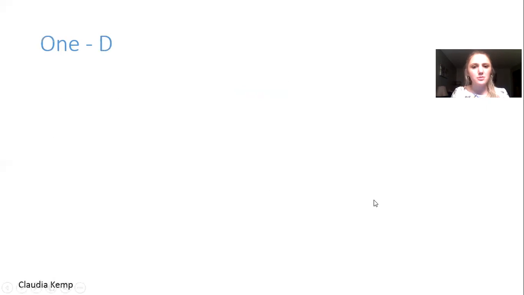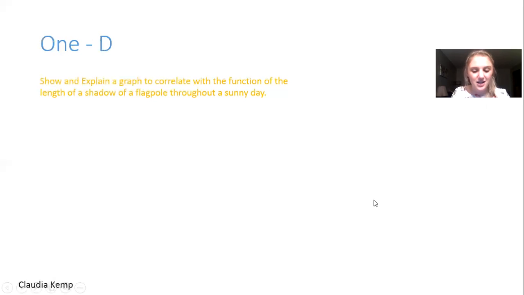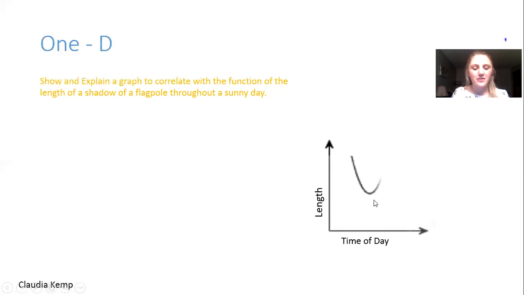Part D, the fourth part. A graph to correlate with the function of the length of a shadow of a flagpole throughout a sunny day. Now this one is a little more difficult to understand, and I'm not sure that I understand it correctly, but we're going to work through this. So the 2 variables would be the length of the shadow and the time of day. So here is the graph that is correct.